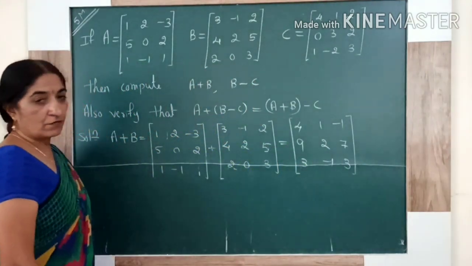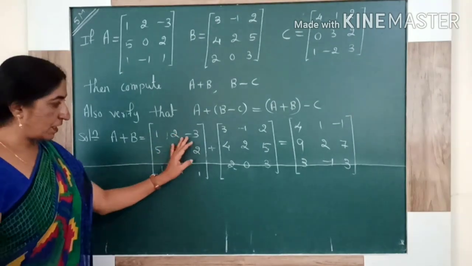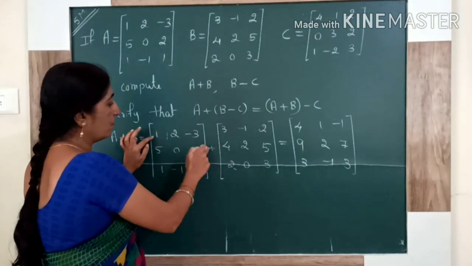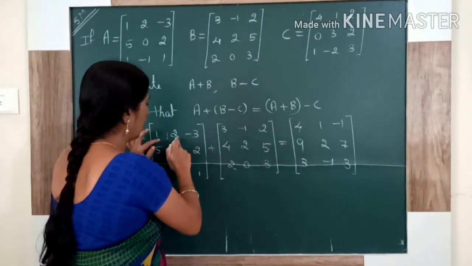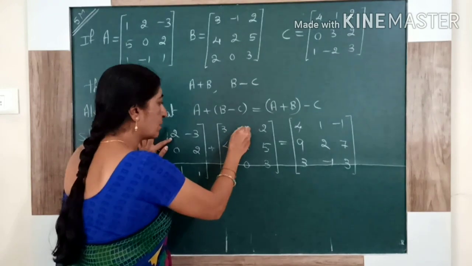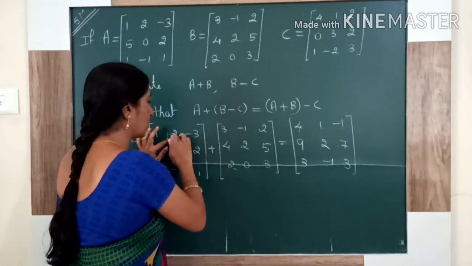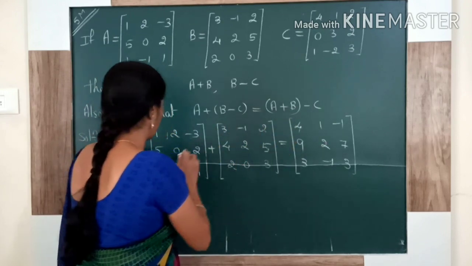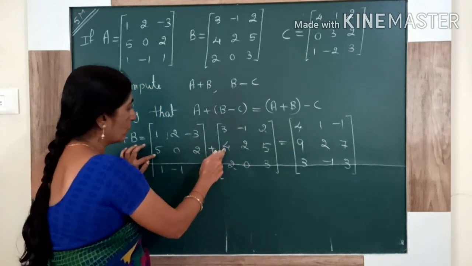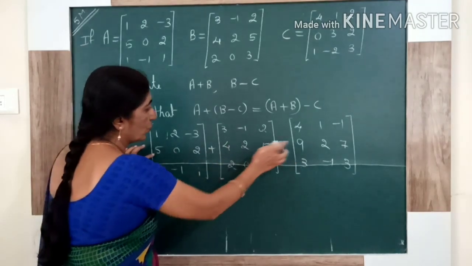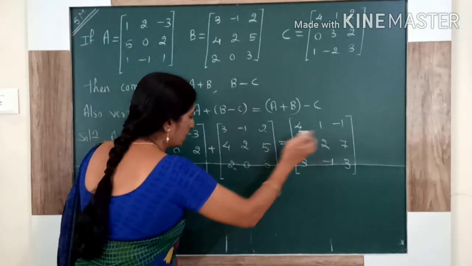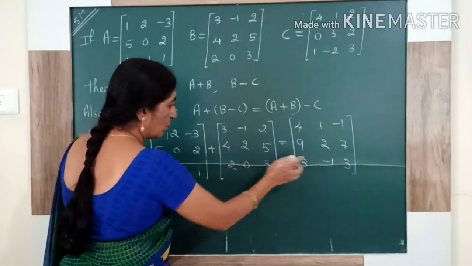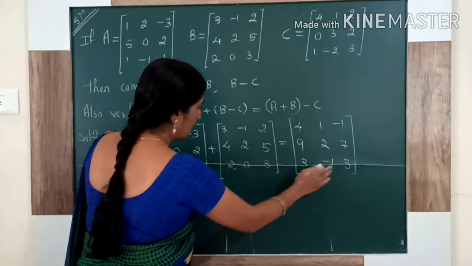See students, what we did? I wrote matrix A and matrix B. I am adding the corresponding elements. 1 plus 3, 4. 2 plus, it is minus, plus into minus will be minus, 2 minus 1, 1. Minus 3 plus 2 will be minus 1. 5 plus 4 will be 9. 0 plus 2, 2. 2 plus 5, 7. 1 plus 2, 3. Minus 1 plus 0, minus 1. 1 plus 3, so it is 4.